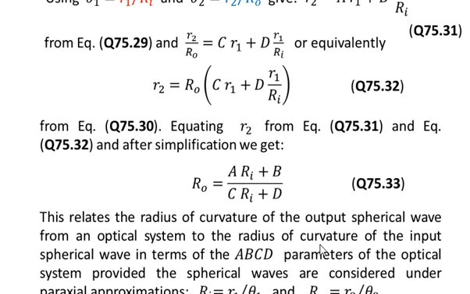Don't confuse these radii of curvature with the radii of curvature of the optical element. The optical element radii of curvature are different. These are the radii of curvature of the spherical waves incident on the optical system and output from the optical system.